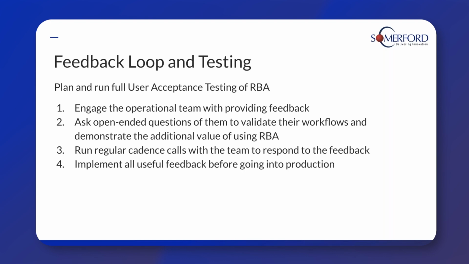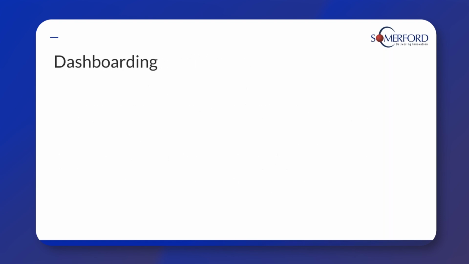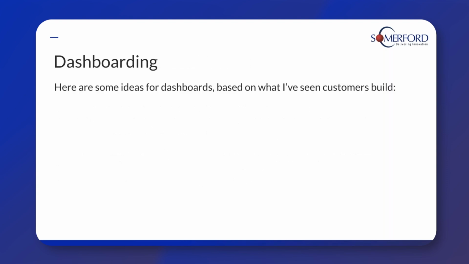Then we're going to implement all the useful stuff into the RBA processes before we go into production. We can basically reduce the burden on those staff, making sure that RBA is as easy for them as possible, and make sure that the project goes all the way through nicely. We can also then build dashboards. Now, there are some ideas for dashboards, but dashboards can expand and go into a lot of different areas.